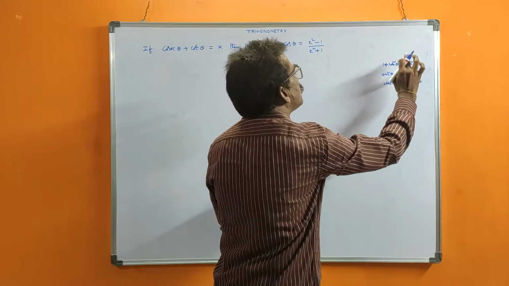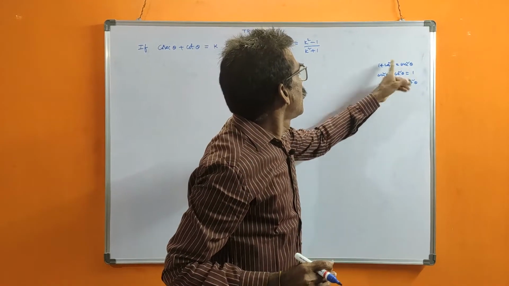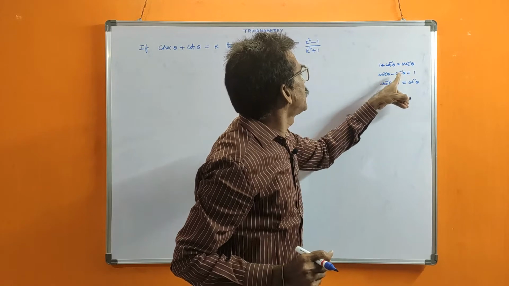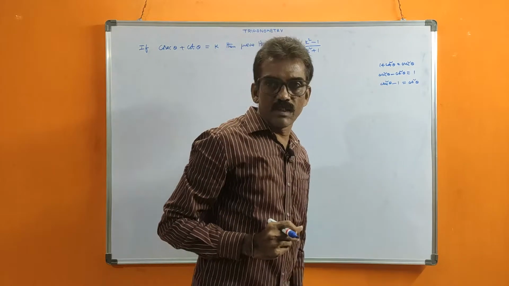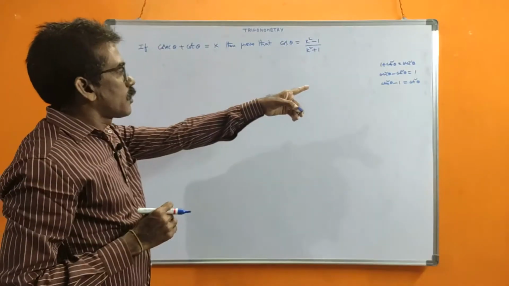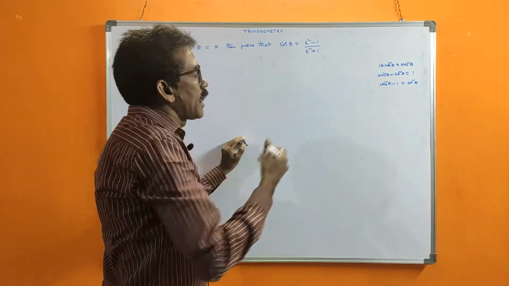From this only, observe, cosecant square theta minus cot square theta means 1. Cosecant square theta minus 1 means cot square theta. Okay, I'll leave it like this. These formulas are useful in solving this problem. That's why I wrote them.